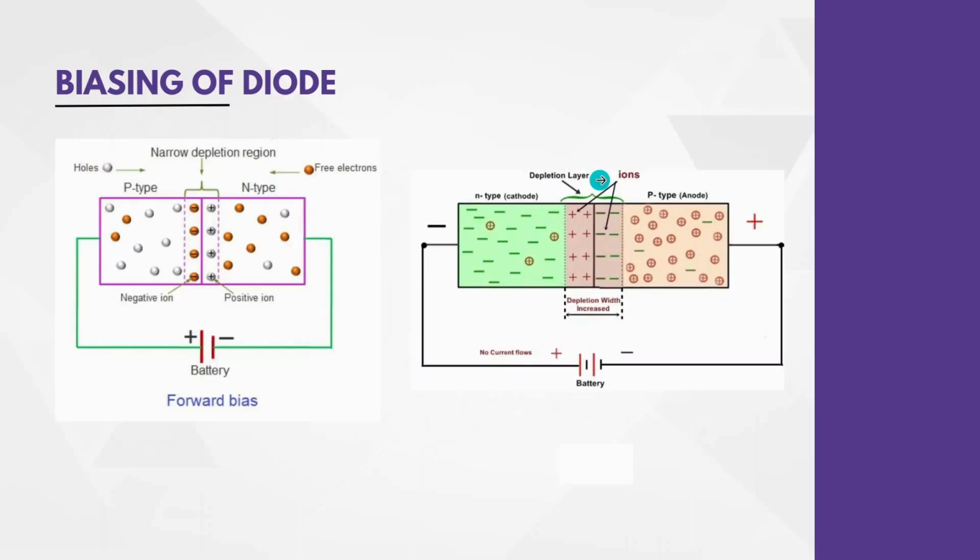This image clearly explains the biasing of a diode. This is forward bias and this is reverse bias. So P-type, there are more holes and that is connected to the positive terminal of the battery. And N-type, where there are more free electrons, that is connected to the negative terminal of the battery. Hence, this is forward bias and you can see the narrow depletion region. Whereas if we come to this image, the N-type or the cathode is connected to the positive terminal of the battery and P-type or the anode is connected to the negative terminal of the battery. This results in an increase of the depletion region followed by no flow of current.